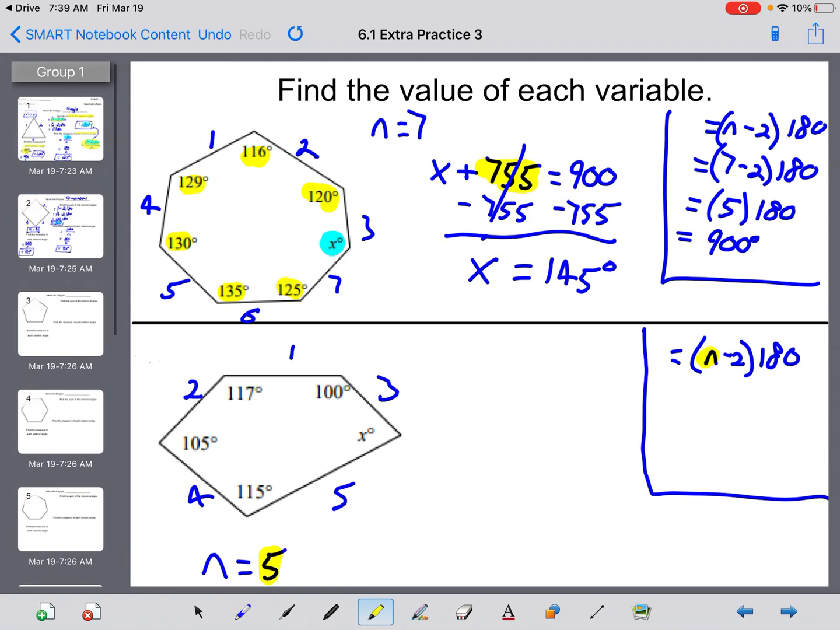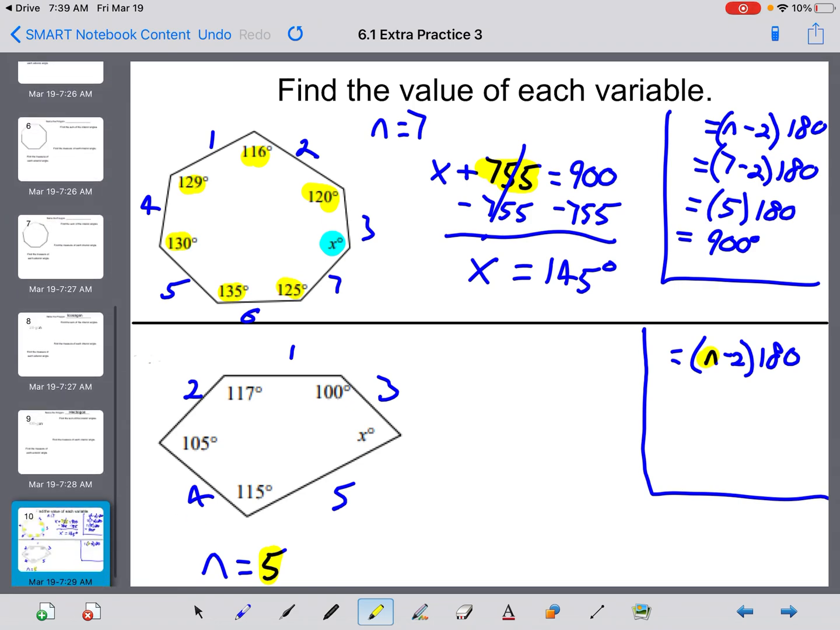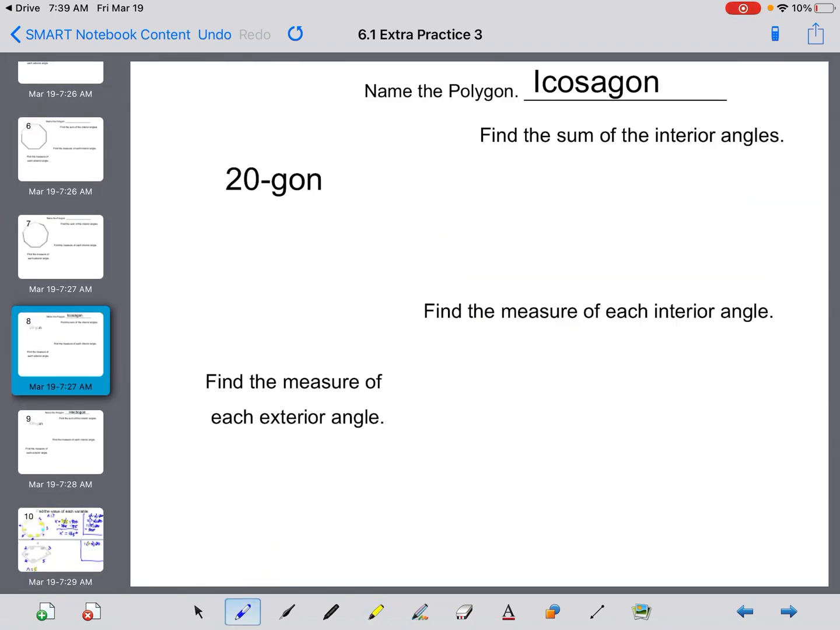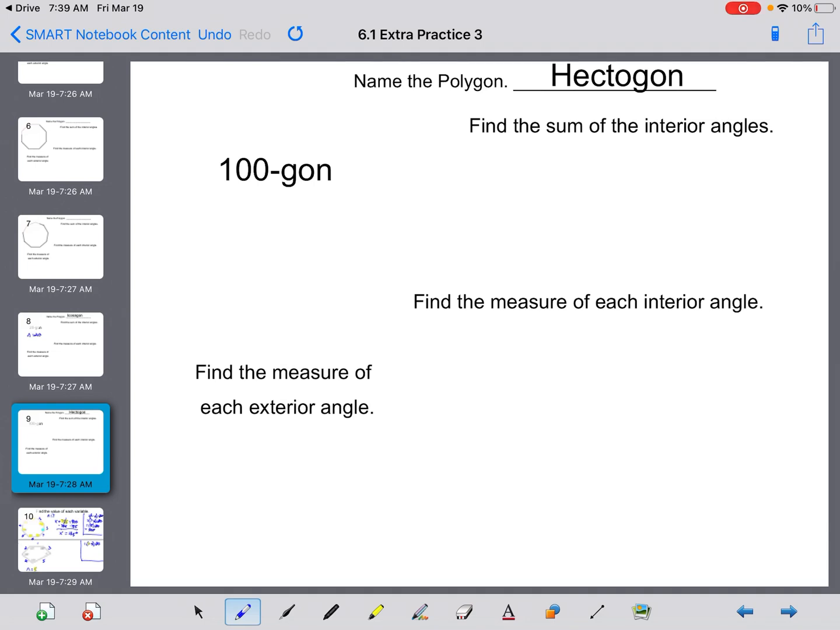All right, good luck. If you have any questions, please feel free to reach out. The last thing I want to point out to you is when you have a 20gon or an icosagon, your n is equal to 20. And when you have a 100gon or a hectagon, n is equal to 100.